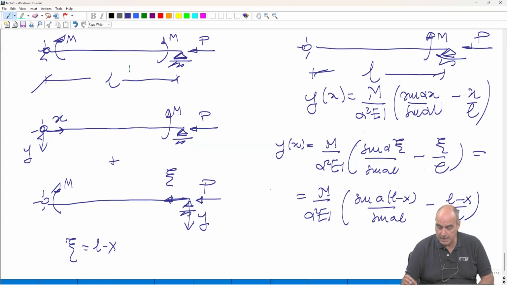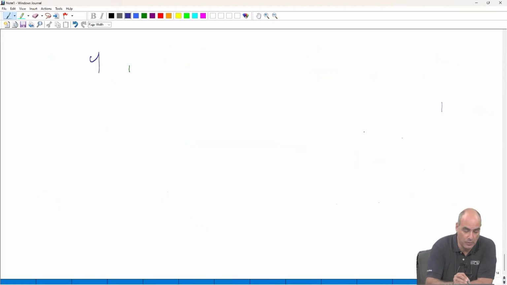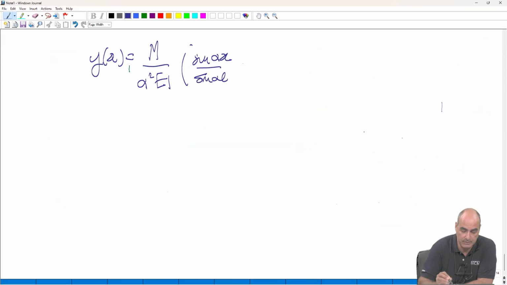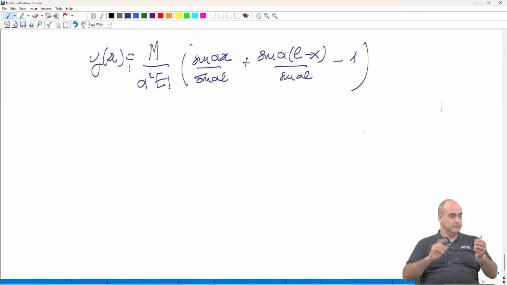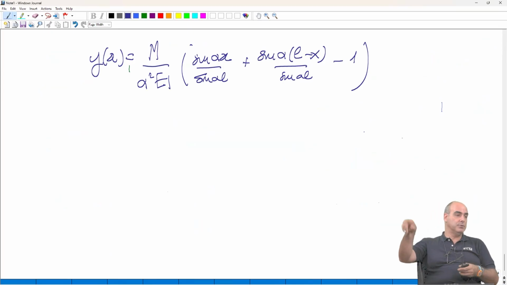If you work them out, I have to change page, sorry, it will be M divided by alpha squared EJ, times sine alpha x divided by sine alpha L, plus sine alpha (L minus x) divided by sine alpha L, minus 1. Because you have minus x over L minus (L minus x) over L, and they cancel. What do we do with that? Well, we can calculate rotations, deflections, whatever it is.